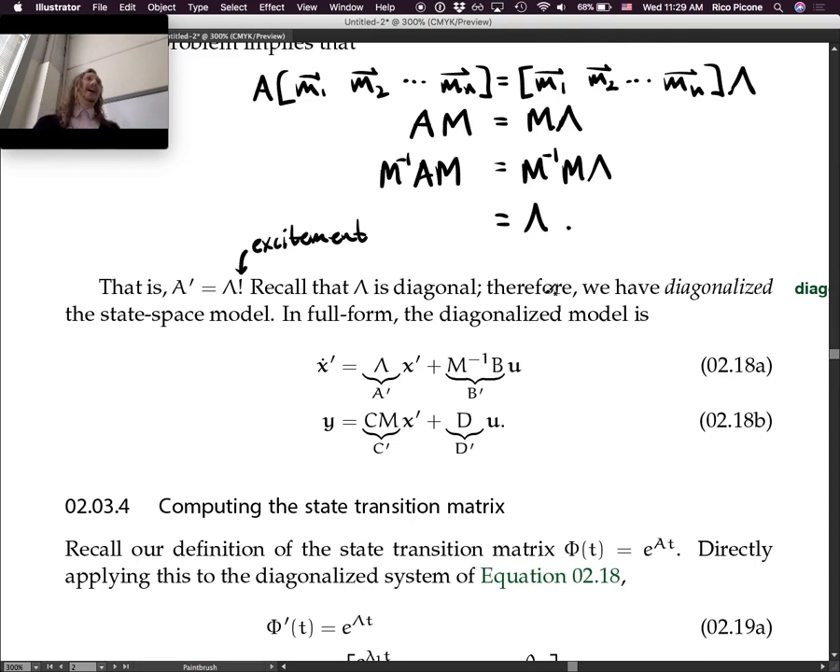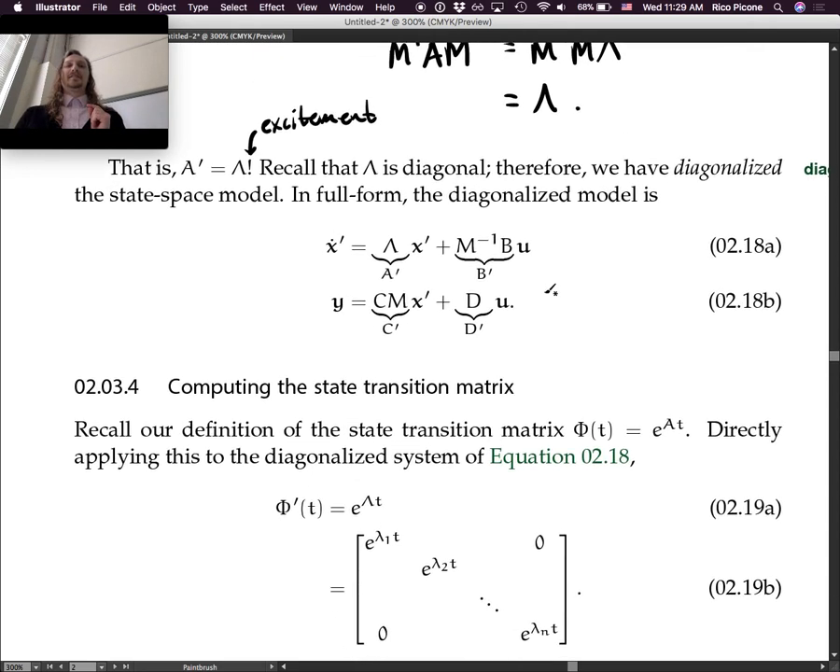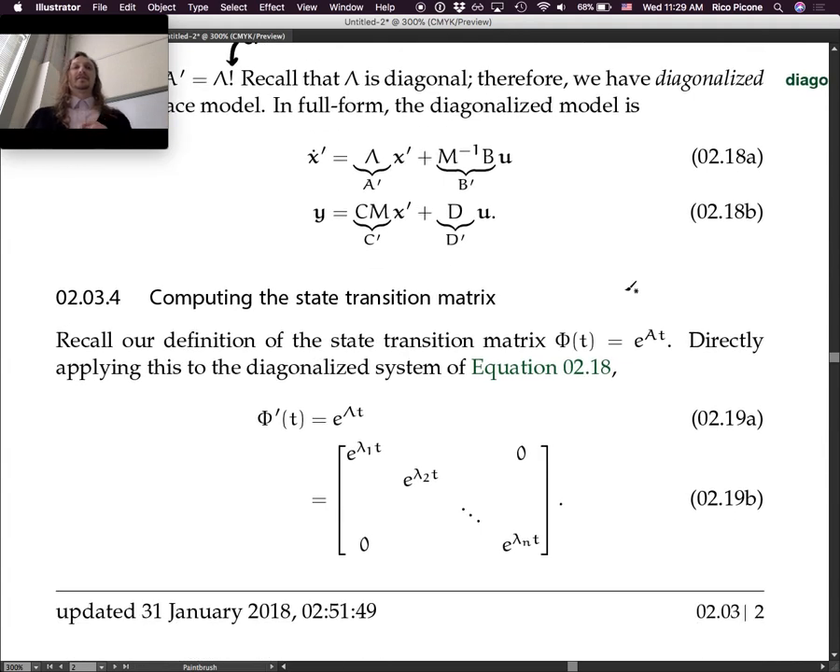Okay. Now, yet another step. But now we're really at the point where we're going to use it, okay? So, computing the state transition matrix. Recall our definition of the state transition matrix. Capital Phi equals e to the At, the matrix exponential of At.